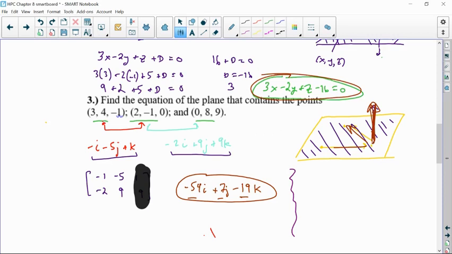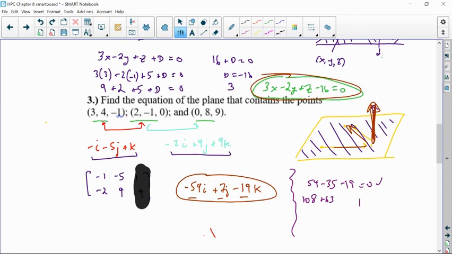So -54 times -1 is 54. 7 times -5 is -35, and then -19 times 1 is -19. So 54 minus 35 is 19, minus 19 is 0, so that's good. So most likely I did it right, but you could always check with the other one. -54 times -2 is 108. 7 times 9 is 63. -19 times 9: 9 times 9 is 81. Carry my 8.